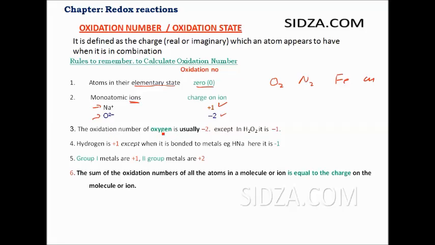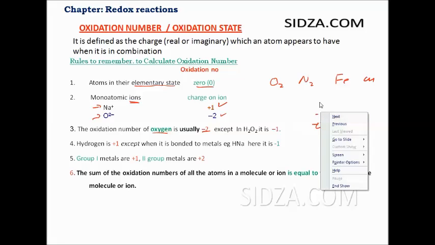The oxidation number of oxygen usually is -2 with some exceptions. So oxygen always has the -2 oxidation state when it is in the combined form, with some exceptions. Exception like in the peroxide. In the peroxide we know there is a peroxide linkage like this. So here the oxygen always has a -1 oxidation state rather than -2. Correct? Here also this one has a -1.